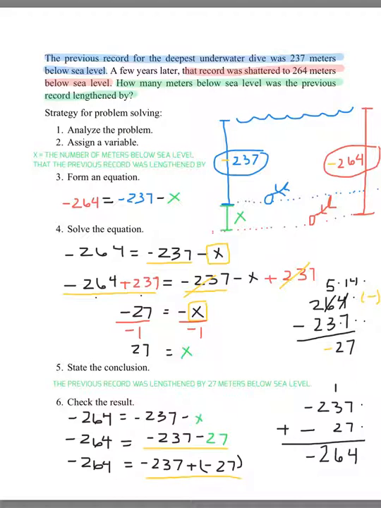So now we know that negative 237 plus a negative 27 is equal to negative 264. And on the left hand side we have negative 264 as well. So we have the left side is indeed equal to the right side, so that verifies that our solution is correct.